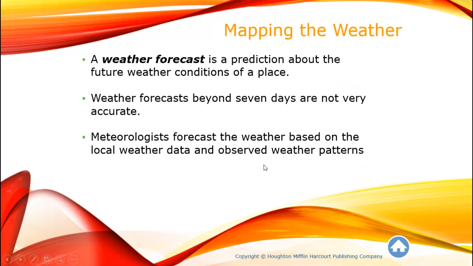Now let's talk about mapping the weather. A weather forecast is a prediction about the future weather conditions of a place. And a weather forecast beyond 7 days is not very accurate. So, meteorologists forecast the weather based on the local weather data and observe the weather patterns.